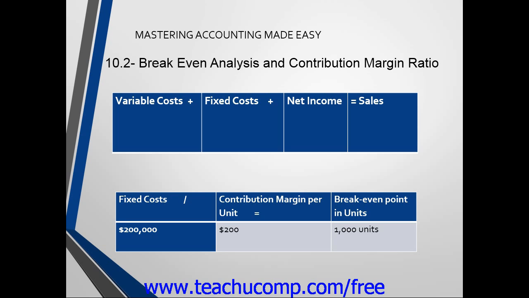Using the data from the last example with the contribution margin ratio per unit, a company can take fixed costs, in this case $200,000, and divide them by the contribution margin per unit in order to find the break-even point in units. This shows that 1,000 units must be sold at that price point in order to break even. This is important for cost controlling as well as goal setting when it comes to sales.